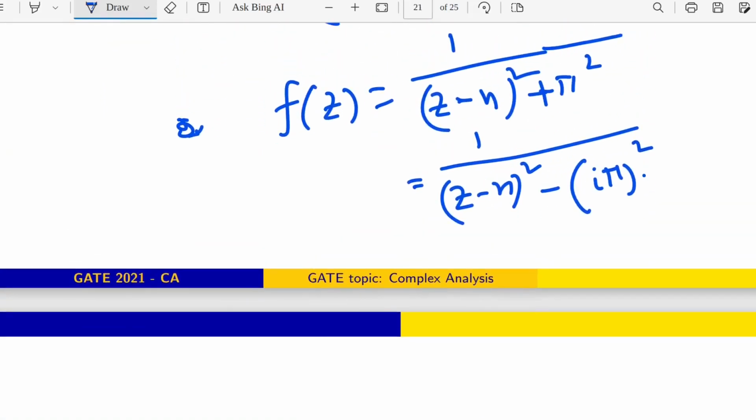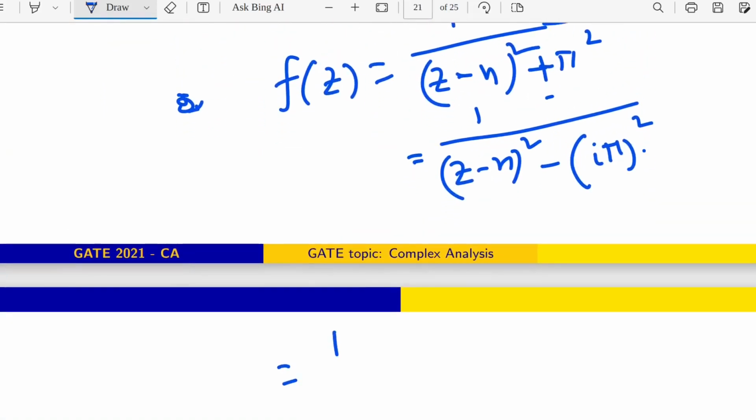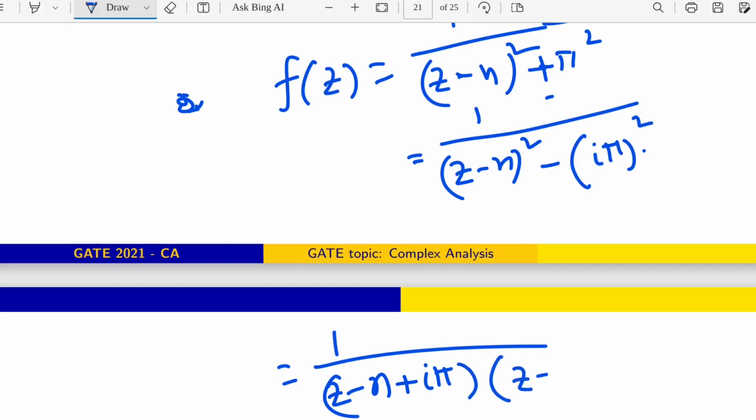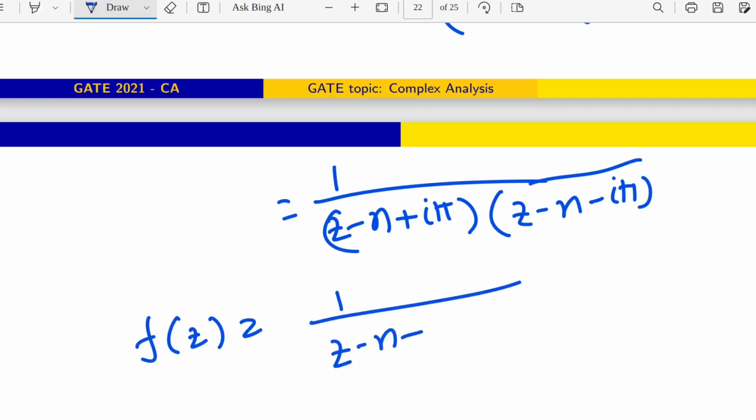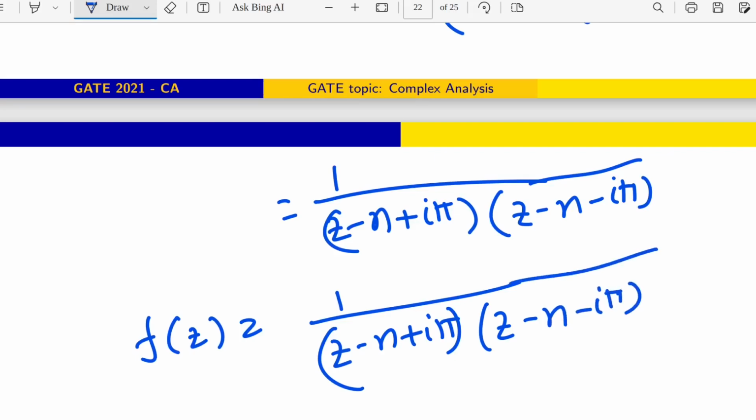So why have we taken it like that? It is nothing but the a square minus b square expression, so (a plus b) into (a minus b). Okay, so our f(z) is coming like 1 by (z minus n plus i pi) times (z minus n minus i pi).